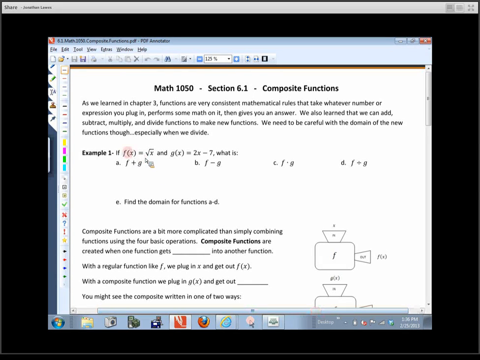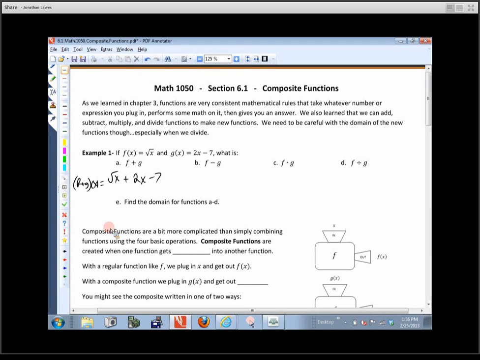So if we take a look at example number 1, we've got two functions right here. I've got the square root of x, that's f of x, and I've got 2x minus 7, that's the function we'll call g of x. We just want to figure out what is f plus g. So we literally just take the square root of x and add 2x minus 7. That's the function, and the notation this book uses is f plus g. They put that in parentheses, and then they write an equals there. So that's f plus g of x.